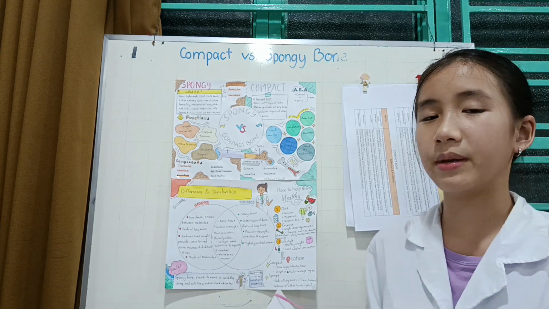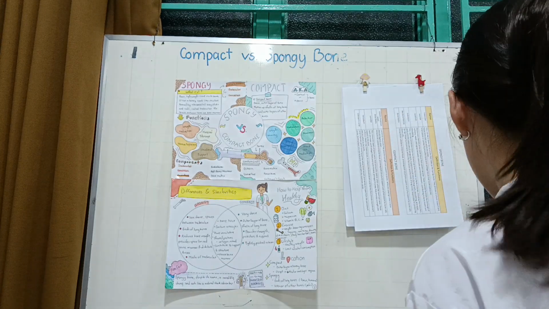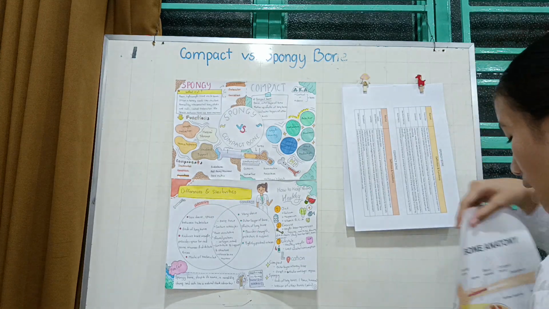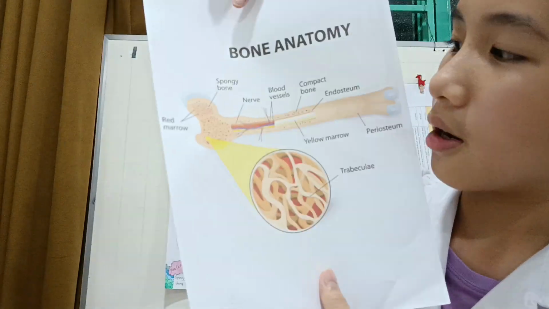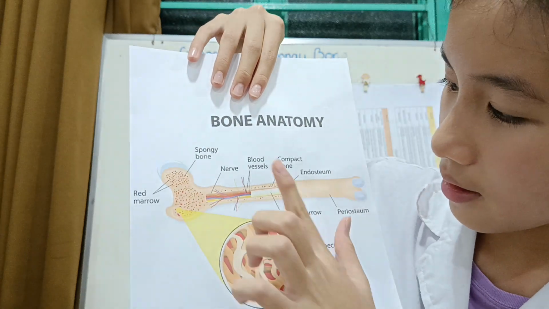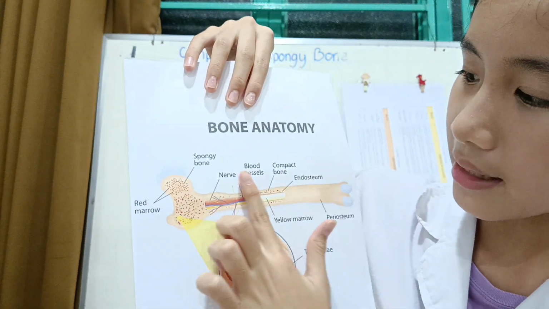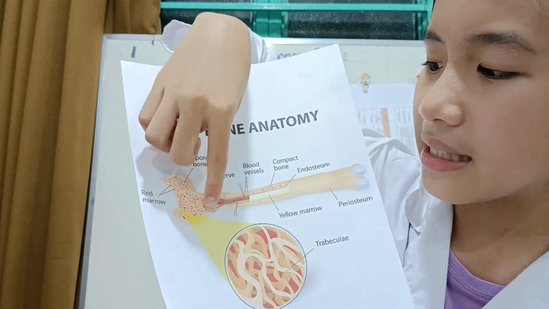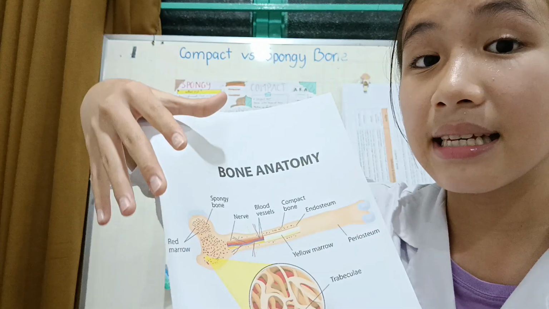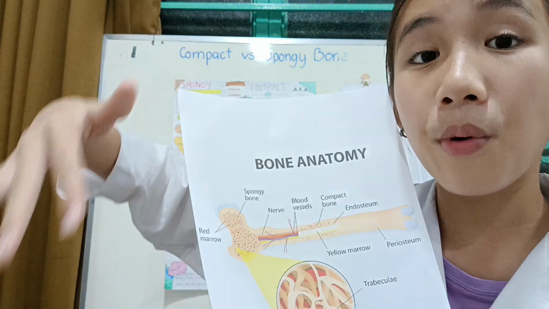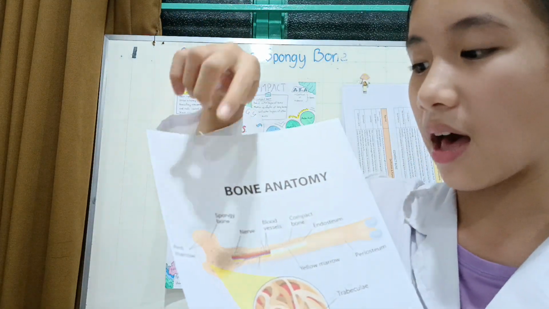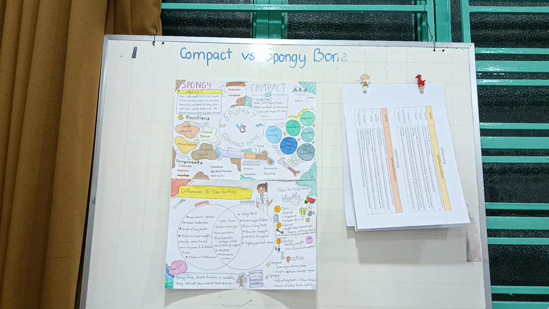Next is the movement. Now, if you look at this picture again, the compact bone is the outside part, right? So at these ends, there might be tendons or ligaments that connect the bone to the muscle or the bone to the bone. So it will help with movement as well.